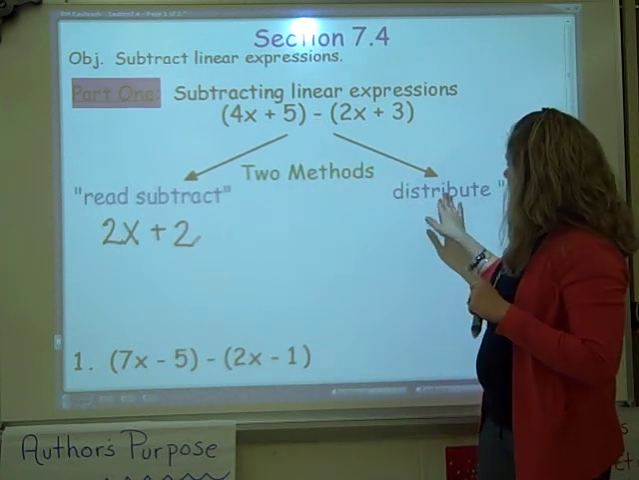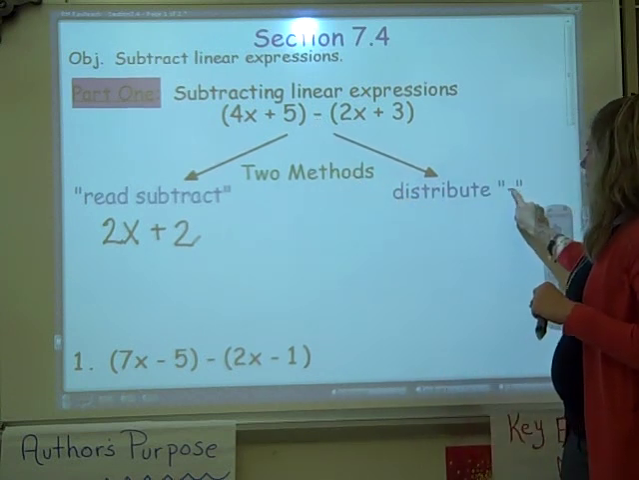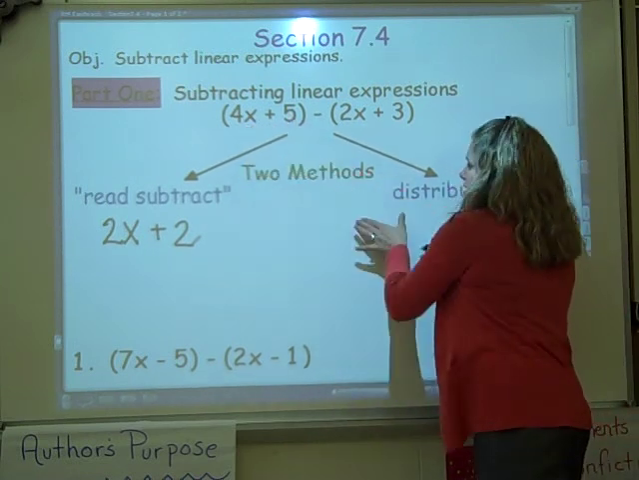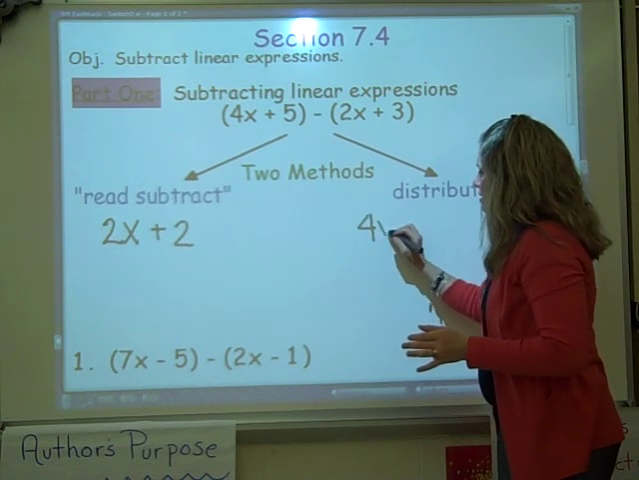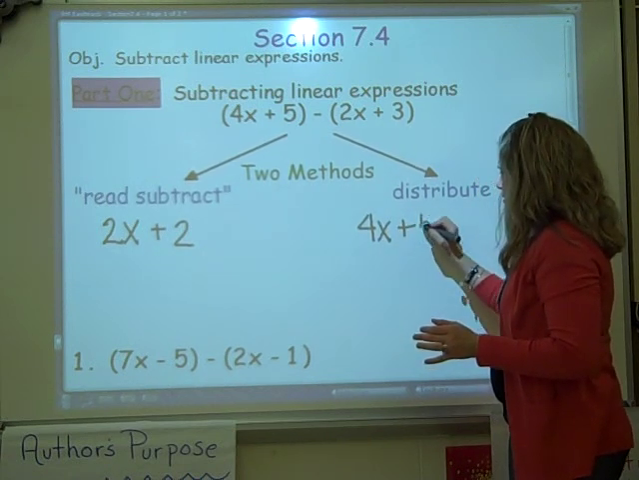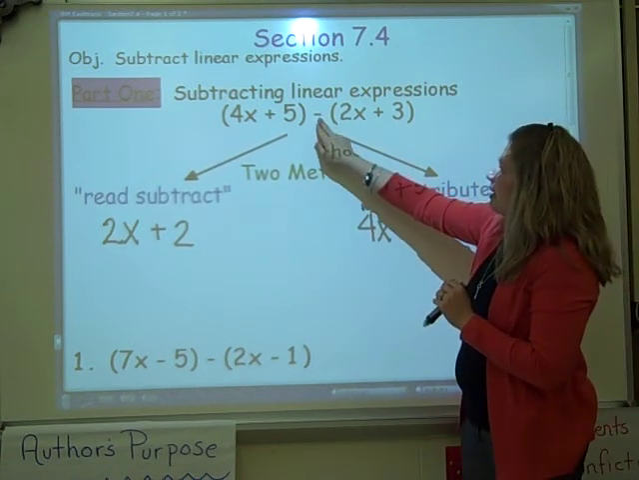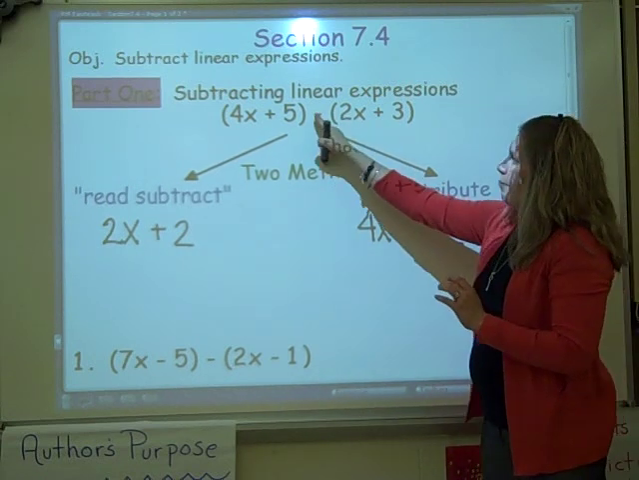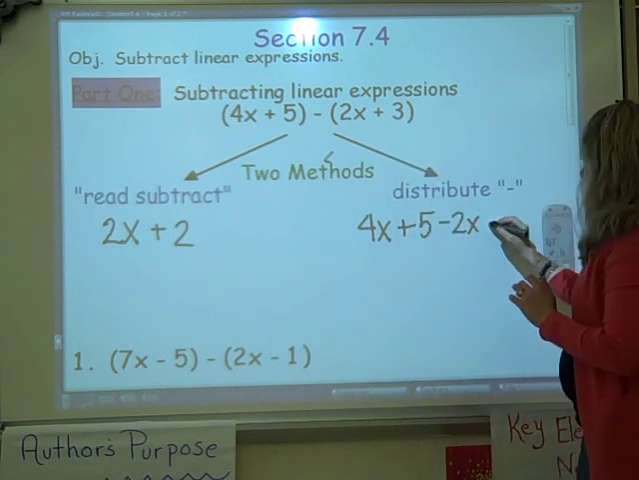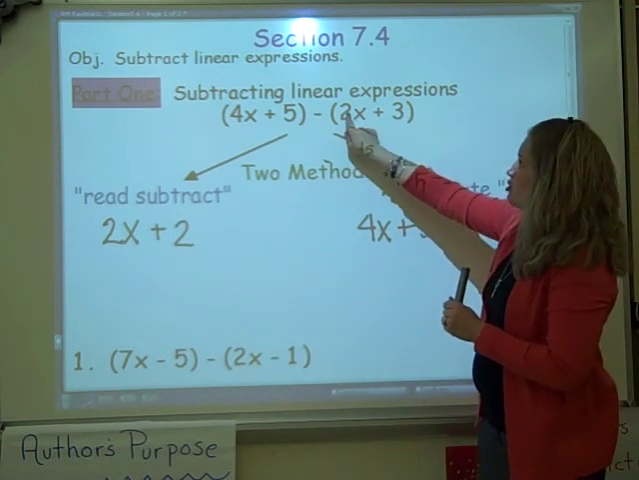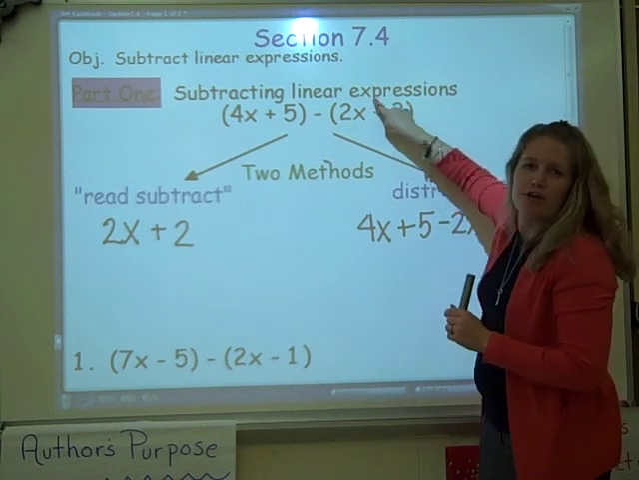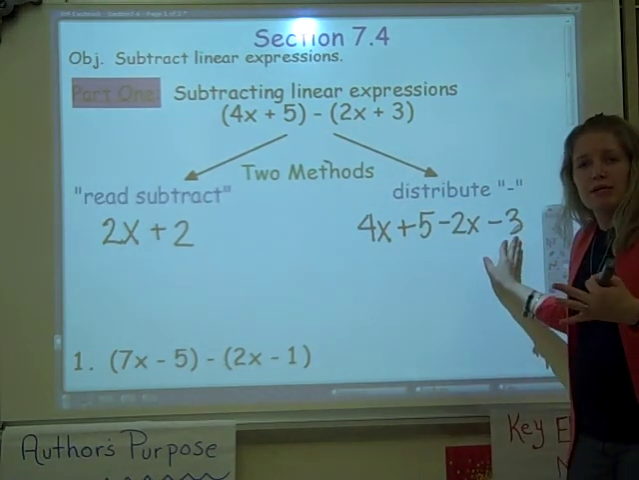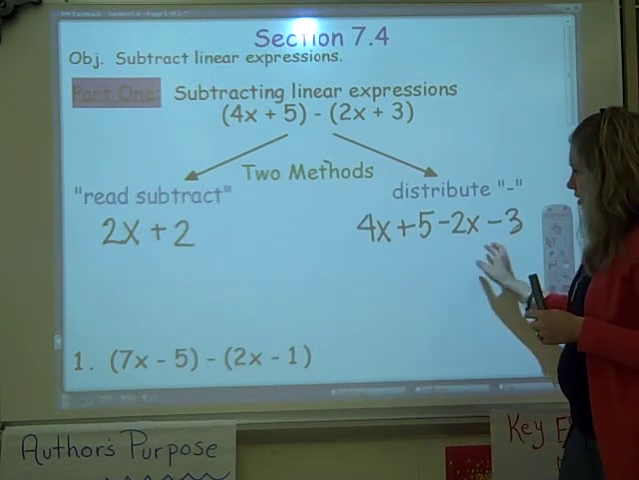Okay, this second one, which is distribute the minus sign here, I just put it in quotes. You bring down the first expression, 4x plus 5. And then what you do is you say minus 2x minus 3. Basically what you're doing is taking the opposite of everything inside of here. Then you have this expression. We can combine like terms and you should get your answer.